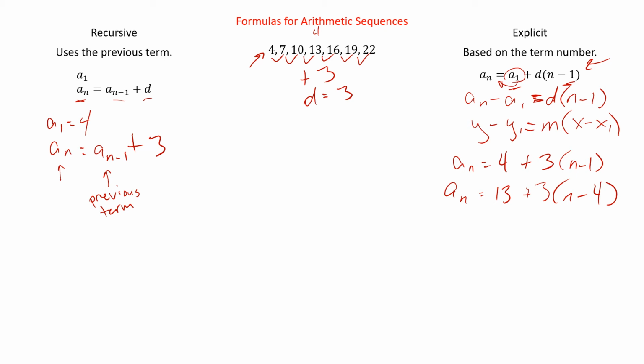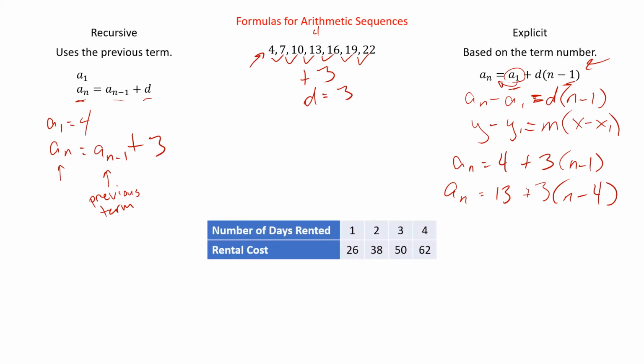So that's how we can make a recursive formula and an explicit formula. So here's another sequence. In this one, we have number of days rented and the rental cost. This would be the term number, and the rental cost is the a_n. So this right here is the sequence. The y values are the sequence. The 1, 2, 3, 4, that's just term 1, term 2, term 3, term 4.